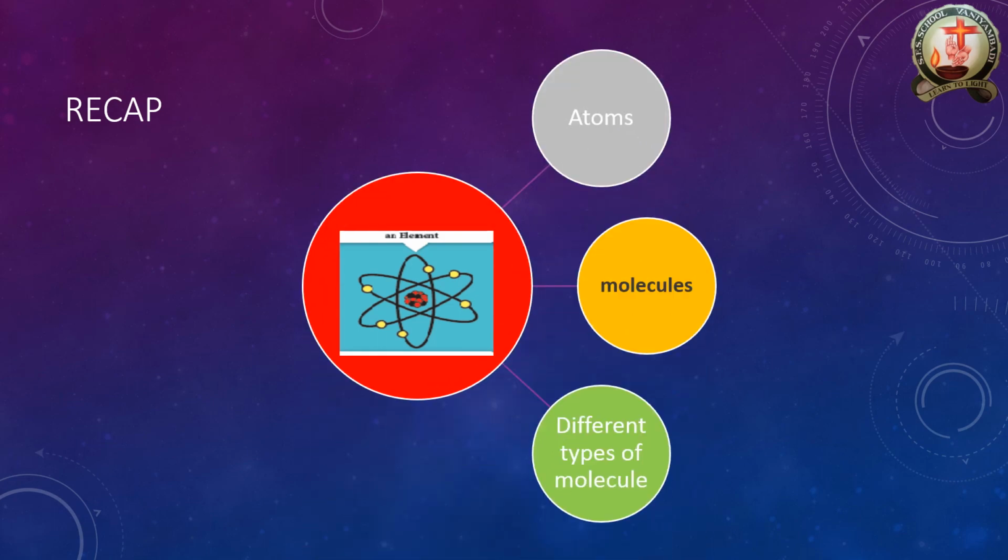Elements are classified into atoms. Atoms combine to form a molecule, and molecules combine to form different types of molecules. The atom is the smallest part, and a molecule is one or more atoms combined together. Sometimes molecules also form molecules. Diatomic, triatomic and monoatomic molecules will be formed.